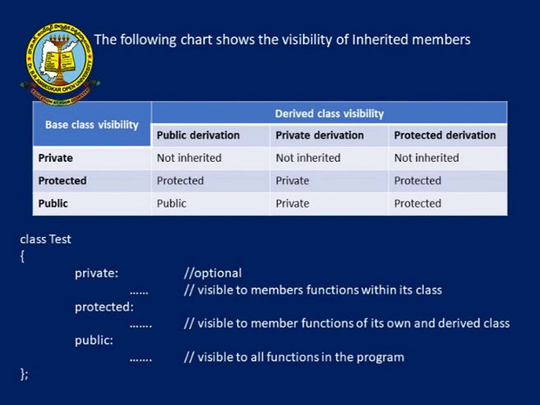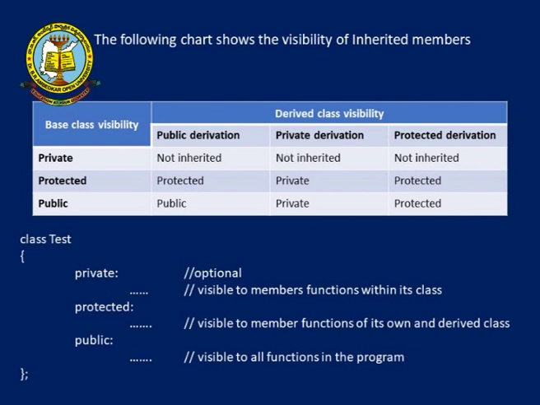And the next case is, if the base class visibility is protected and the derivation is done in the private mode, then the protected members of the base class will become the private members in the derived class, because the derivation is private derivation, it automatically changes the protected members into private members. And the next case is, the base class visibility is protected and the derivation is done in the protected mode, then obviously the base class protected members will become the protected members in the derived class, because the derivation is again protected. Next case is public.